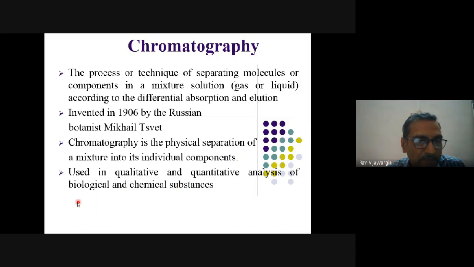Okay. So not just limited to proteins, other biological molecules like sugars also can be separated and analyzed both qualitatively and quantitatively by chromatography techniques.